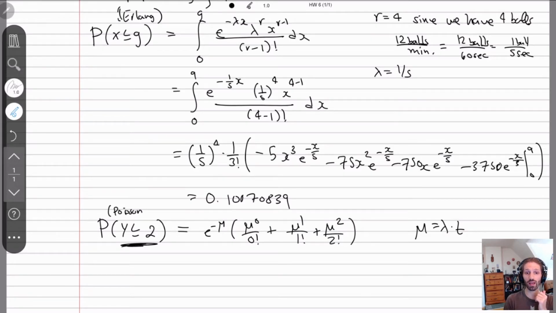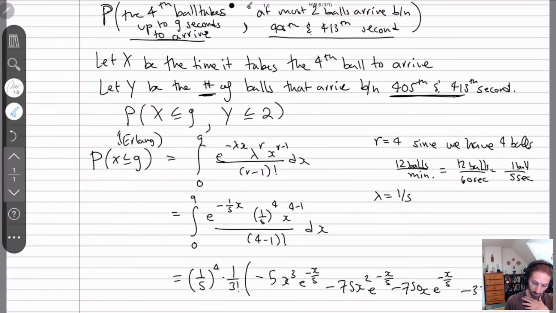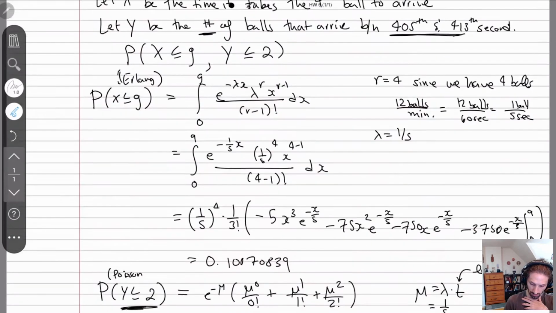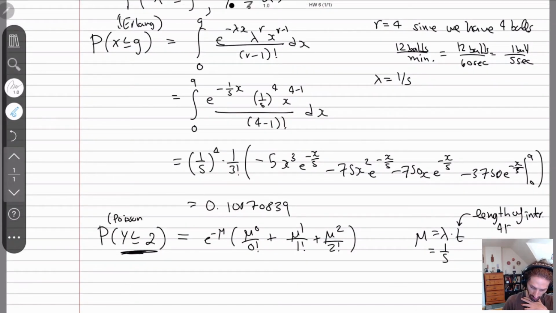Our lambda we already have from the 4. This is 1/5. And our t is the length of the interval, right? Everything has to be in seconds. So since our interval is between 405 and 413, what we have is 413 minus 405, which is 8. So it's times 8. So my mu in this case is 8/5.